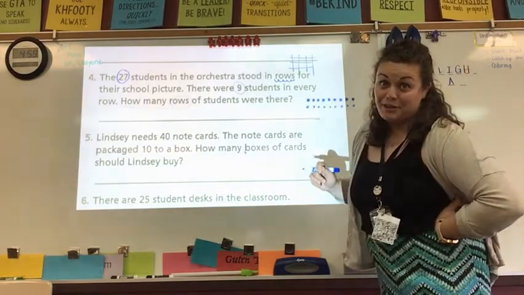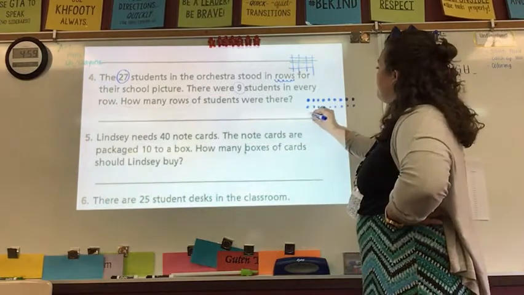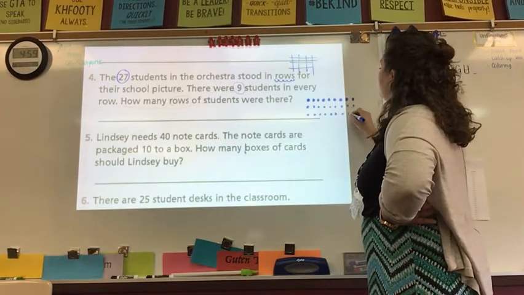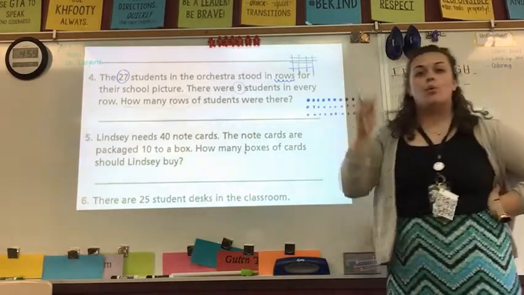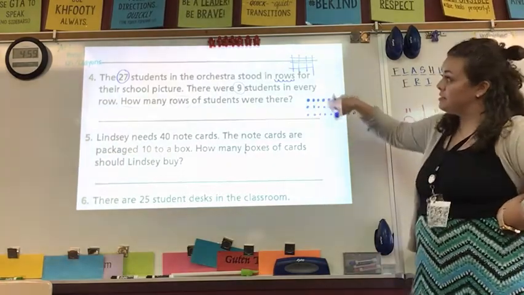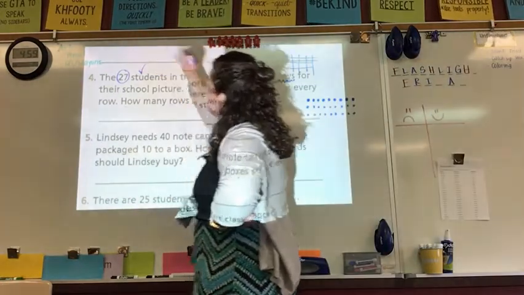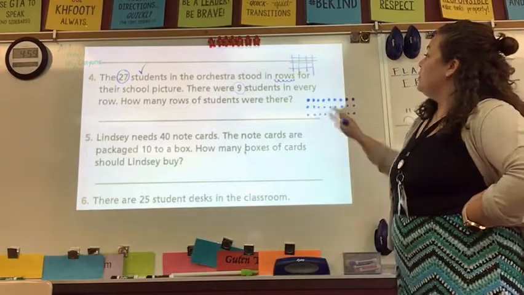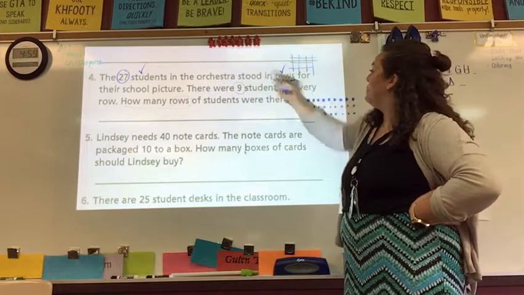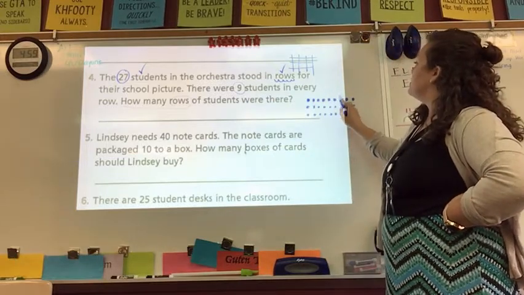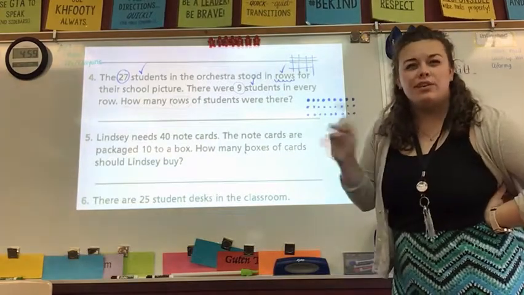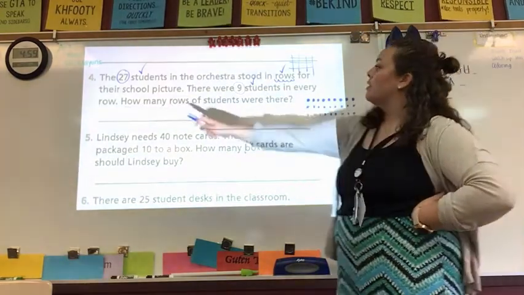Pause if you need more time to catch up. 18, 19, 20, 21, 22, 23, 24, 25, 26, 27. So, I have 27 dots, or students, right? Check, took care of that. They're standing in rows, yes. And are there 9 in every row? 1, 2, 3, 4, 5, 6, 7, 8, 9. Boom, we got that.